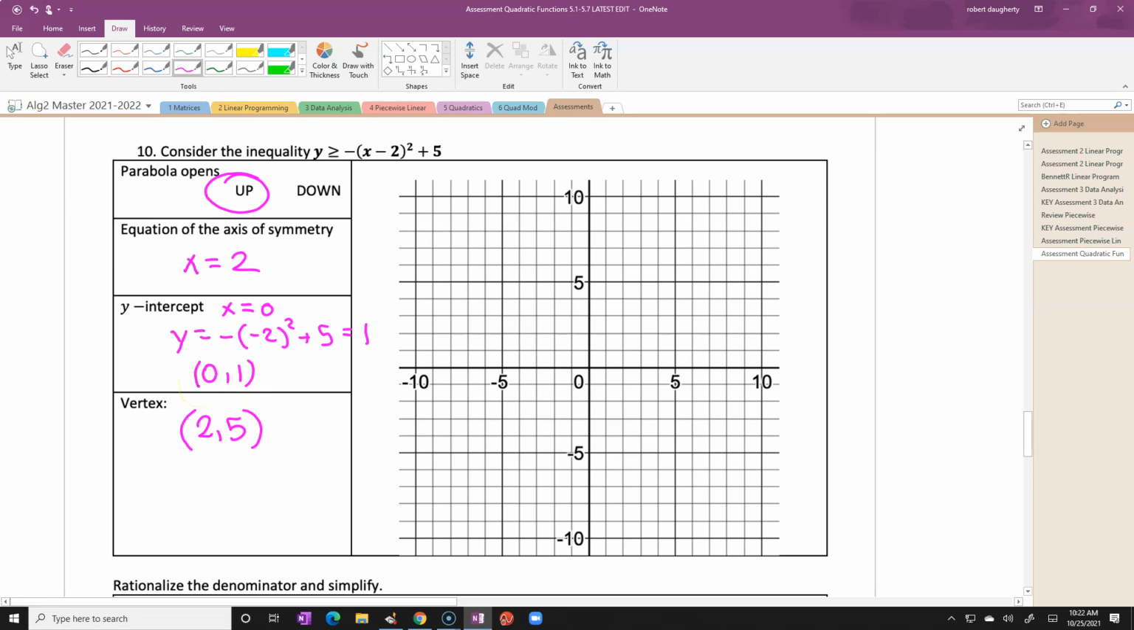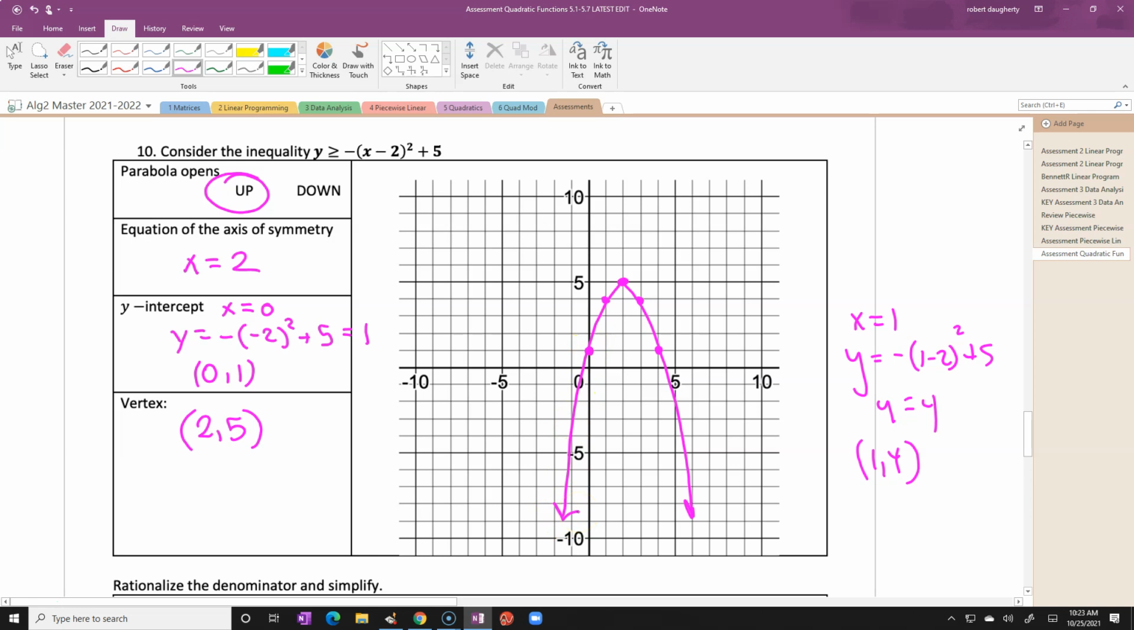So let's graph what we know. 2, 5 is right here. And then we've got the point 0, 1, which is right here. I just need a couple of other points. Let's substitute a 1 into this equation. So when x is equal to 1, y is negative 1 minus 2 squared plus 5. So that is going to be 5 minus 1, which is 4. So the point 1, 4 is on the graph. So 1, 4, and there's a matching point right here. And now we graph this guy.